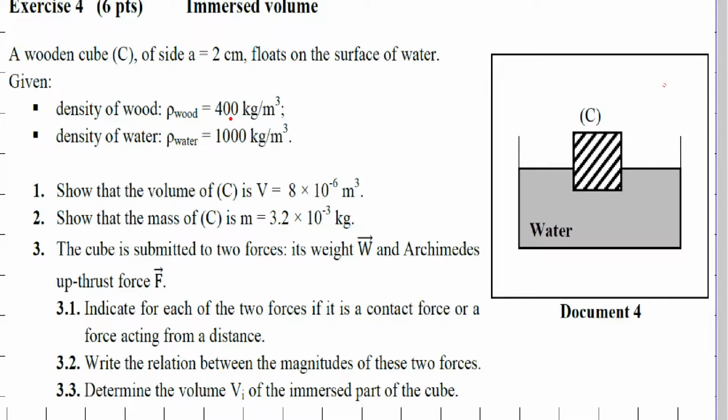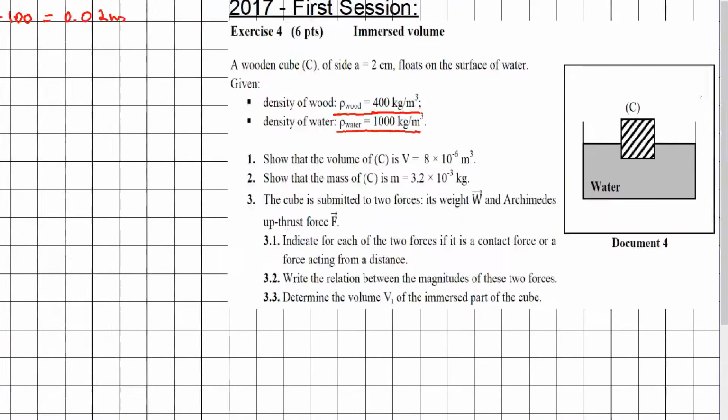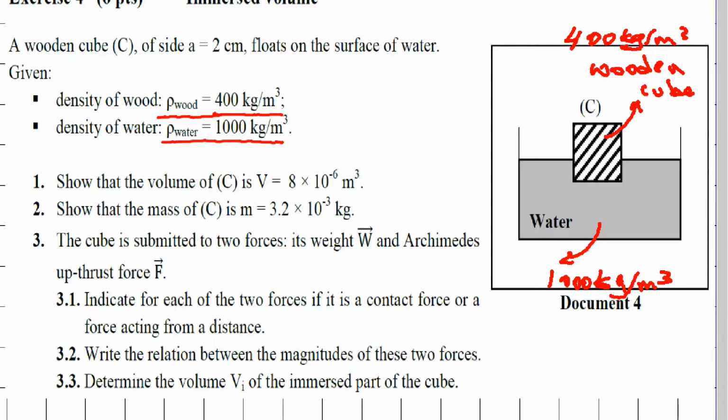Given that the density of wood is 400 kilograms per meter cube, and the density of water is given by 1000 kilograms per meter cube. So here we have two materials. We have the wooden cube, and we have this liquid, which is water. Then we have two densities. 400 kilogram per meter cube corresponds to the density of the cube C, and 1000 kilogram per meter cube corresponds to the density of water.